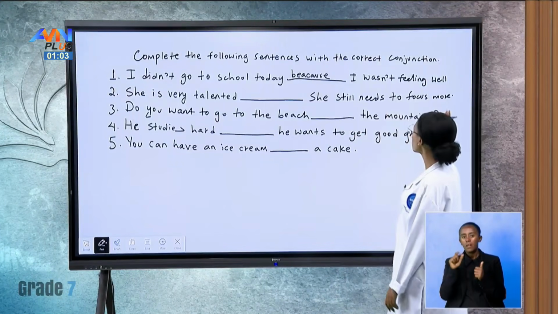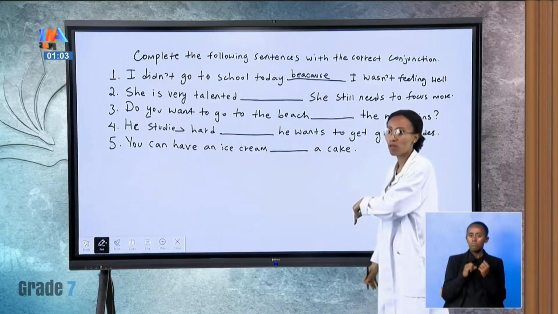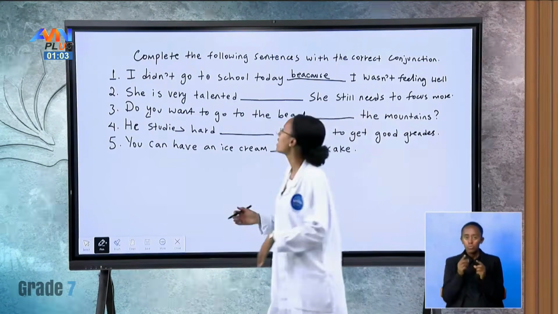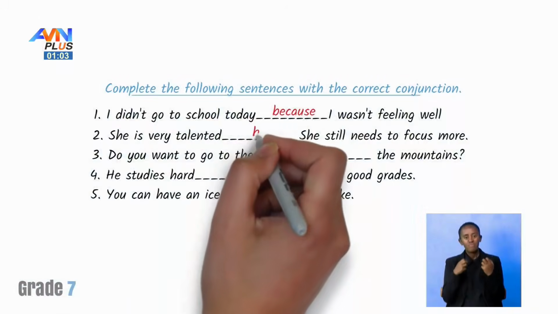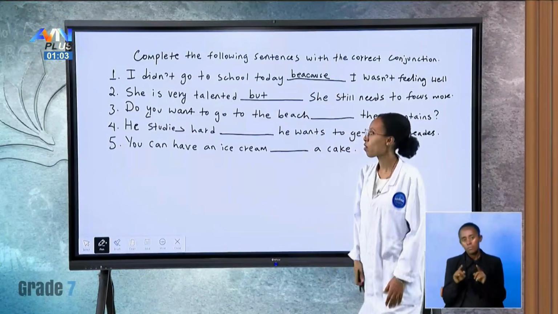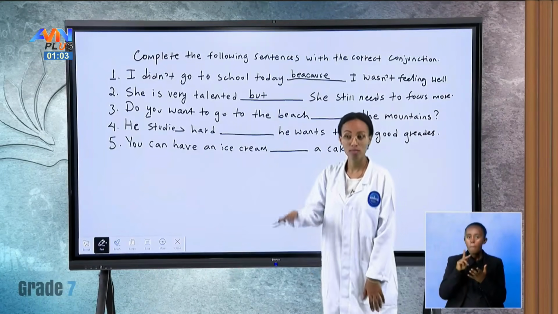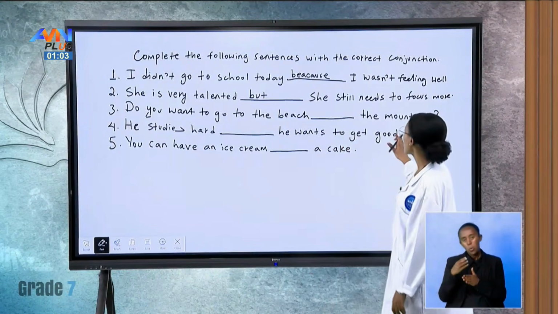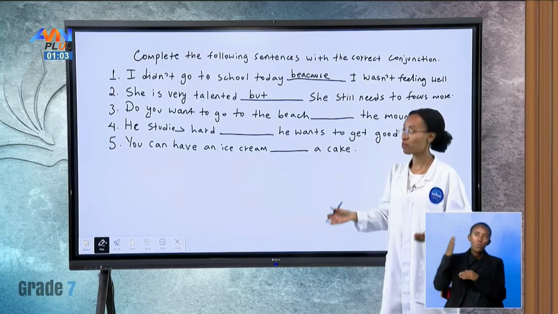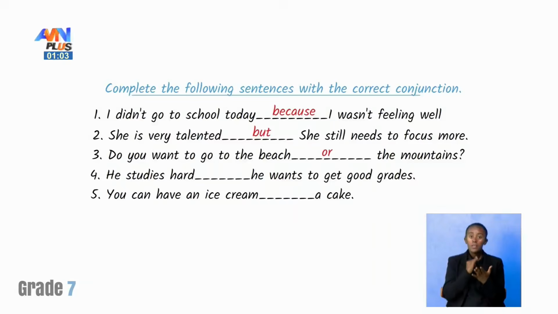Number 2: she is very talented. She still needs to focus more. She is talented, so why does she need to focus more? So these two are negating. She is very talented, but she still needs to focus or practice more. Okay, number 3: do you want to go to the beach? One option. The other one is the mountain, 2 options. So if it is an option or an alternative, it is or.